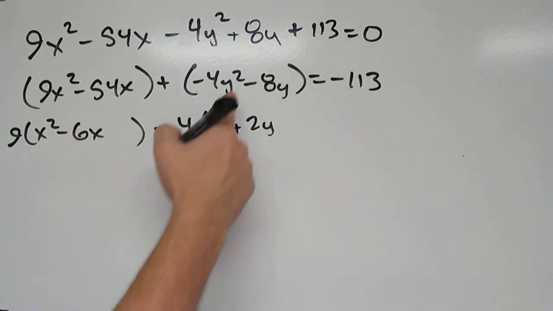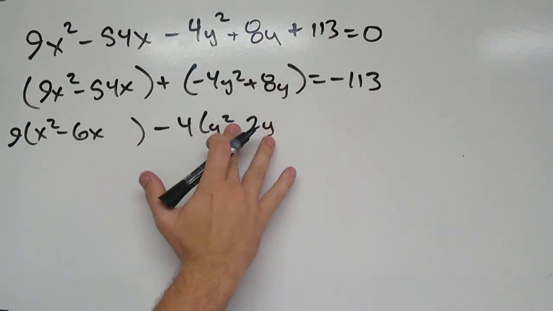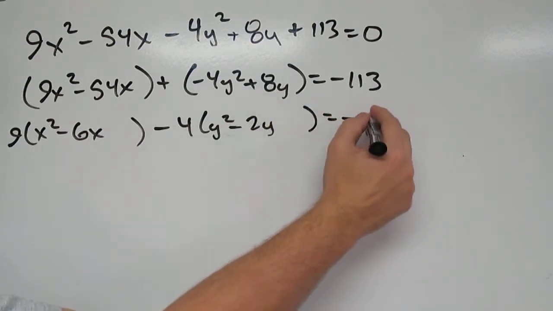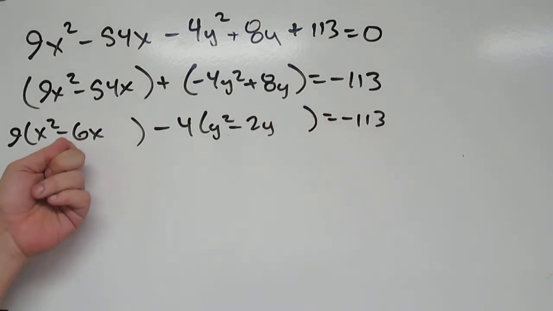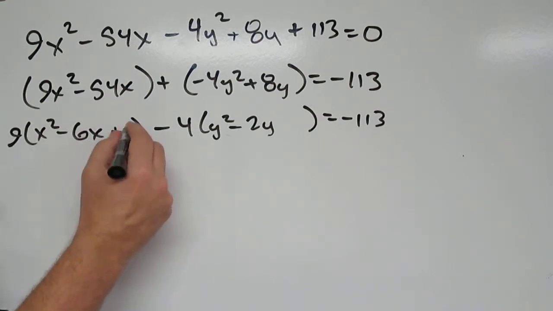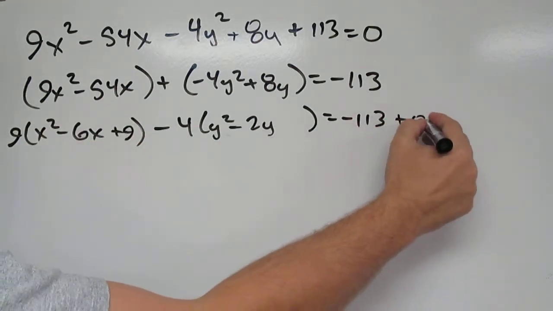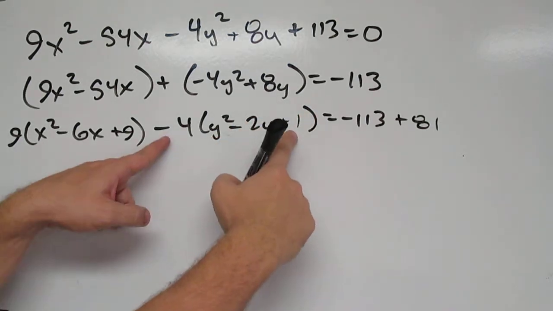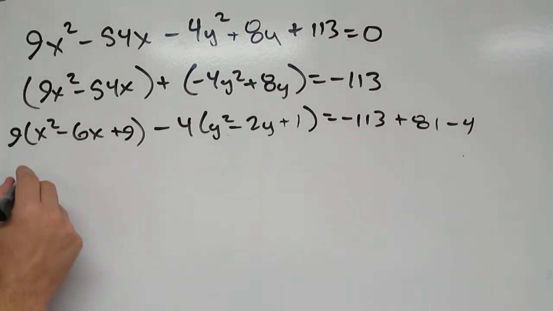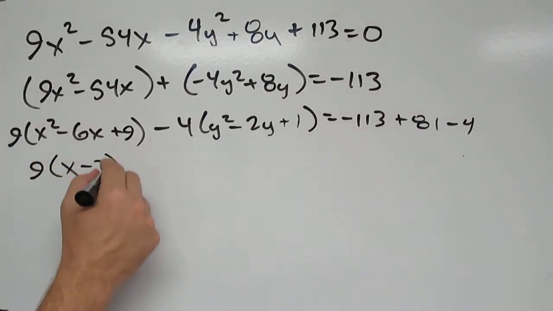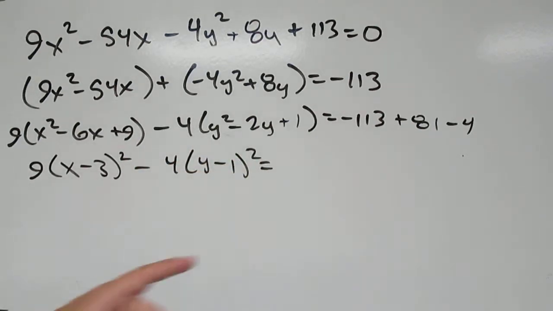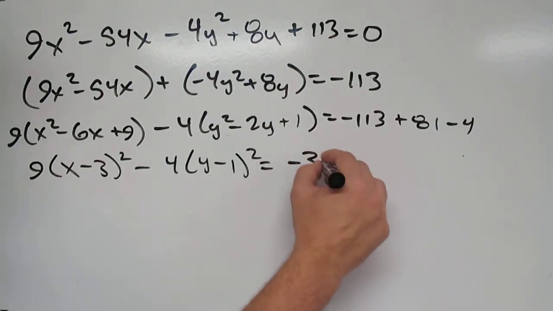Oh, somehow I made that negative. That should now be negative. Nothing happens to 113. Half of negative 6 is negative 3, squared is 9. 9 times 9 is 81. Half of negative 2 is negative 1. Negative 1 squared is positive 1. 1 times negative 4 would give me negative 4. So the left side now is going to be x minus 3 squared and y minus 1 squared. And when I simplify what that is, I believe I get negative 36.